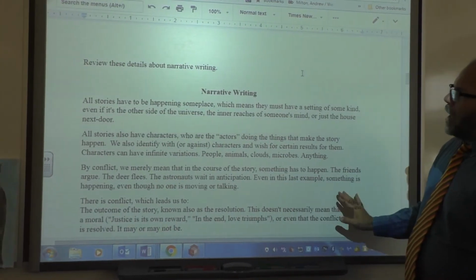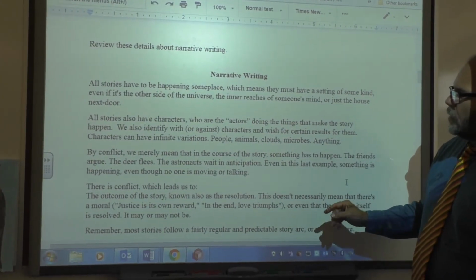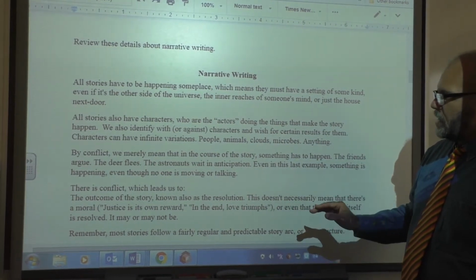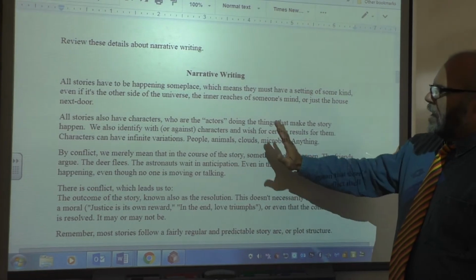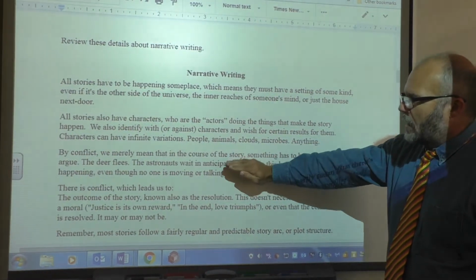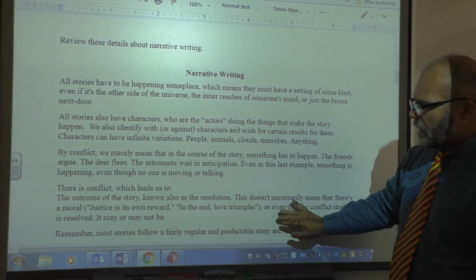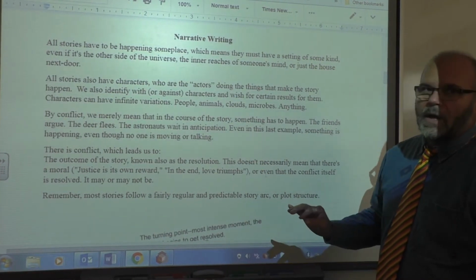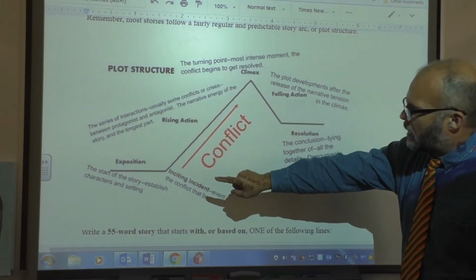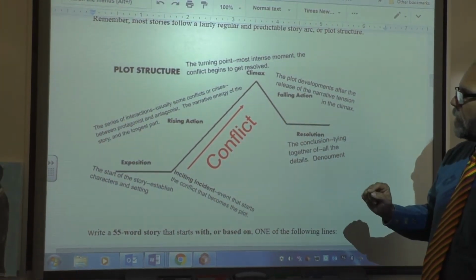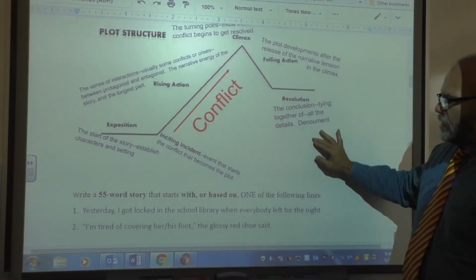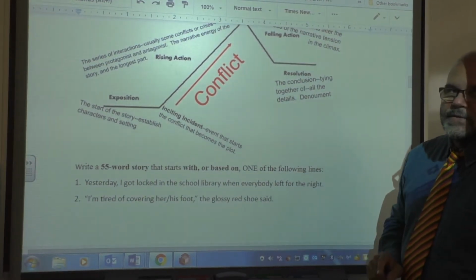Keep going. Next, we have narrative writing, which is short story writing. I have a short explanation about what stories need to do. All stories have characters in them who do something. There's some sort of conflict being solved, and then we're looking forward to the resolution of that conflict. I've given you a plot trajectory chart that should be sort of familiar to you. And then I've given you the instruction of writing a 55-word story.